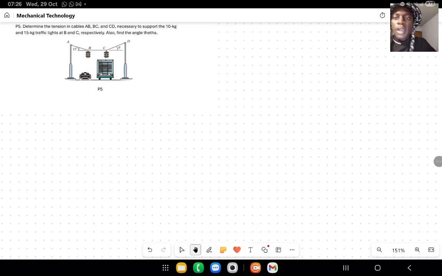Okay, here we are doing problem number 5. We are given: determine the tension in cable AB, BC, and CD necessary to support the 10 kg and 15 kg traffic lights at B and C. Here's B and C. Okay, they say the weight at B and C is required.